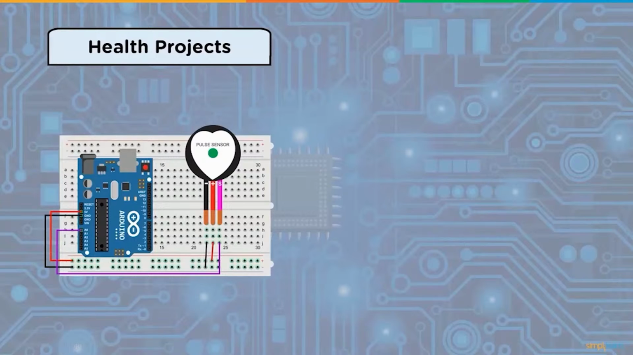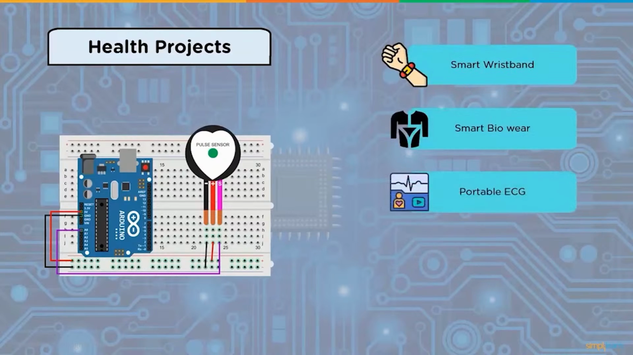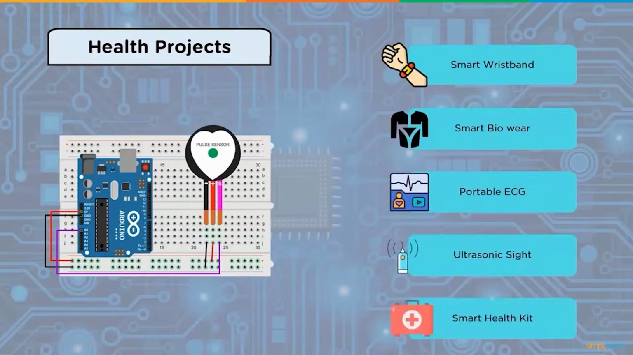IoT encompasses everything from smart watches to fitness trackers to hospital equipment that can link to the internet. Arduino-based health projects are being developed to create new medical gadgets. It may be used to measure body factors such as ECG, temperature, moisture, and heartbeat. It also identifies the patient's physical state and location. Some of the health projects using Arduino are Smart Wristband, Smart BioWare, Portable ECG, Ultrasonic Sight, and Smart Health Kit.